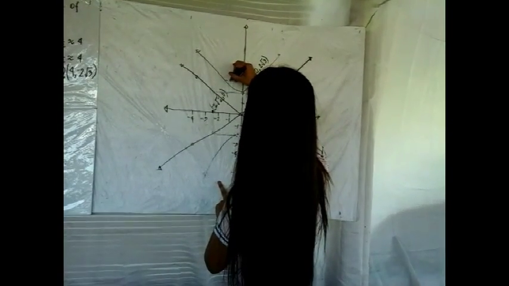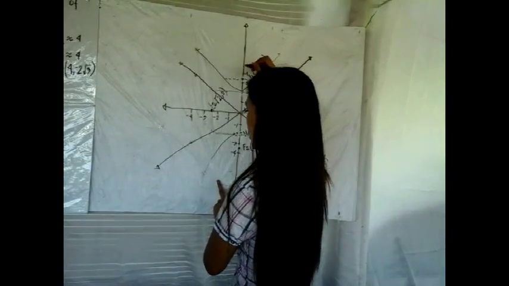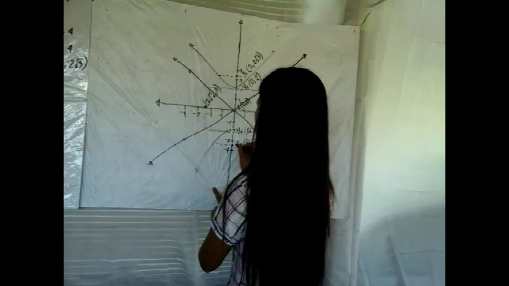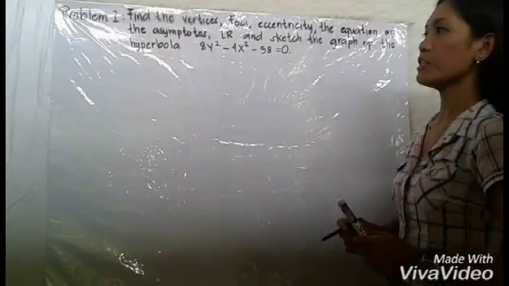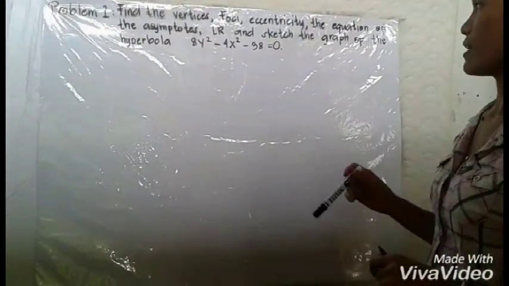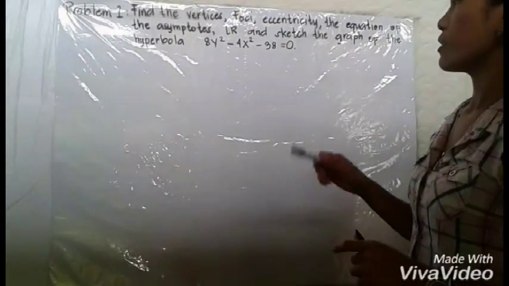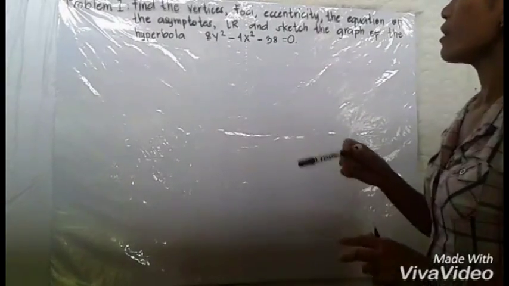Now we have our lamp. Okay, this is our lattice week 2. And now let us proceed to our problem 1. Find the vertices, foci, eccentricity, the equation of the asymptotes, the latus rectum, and sketch the graph of the hyperbola.